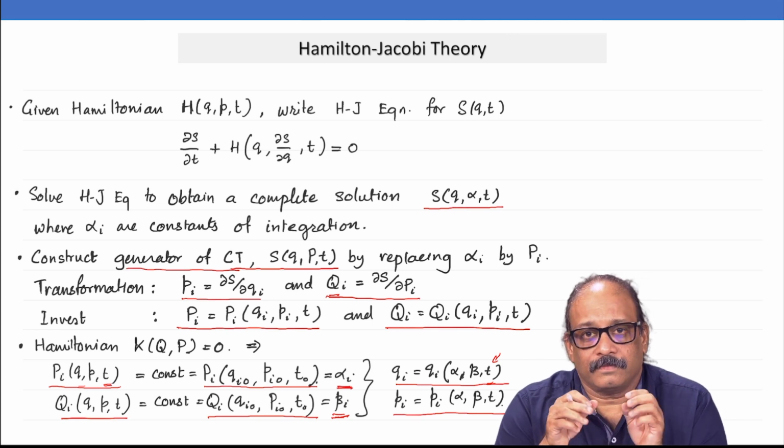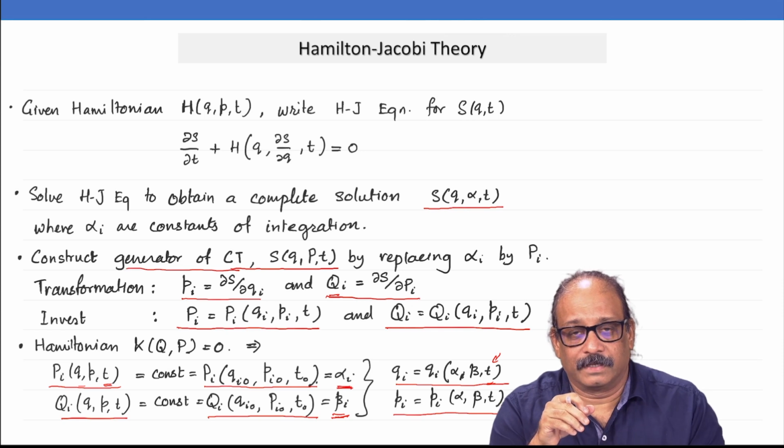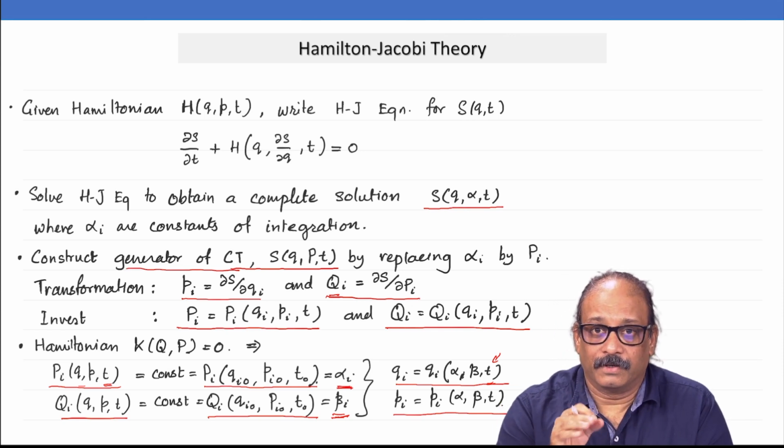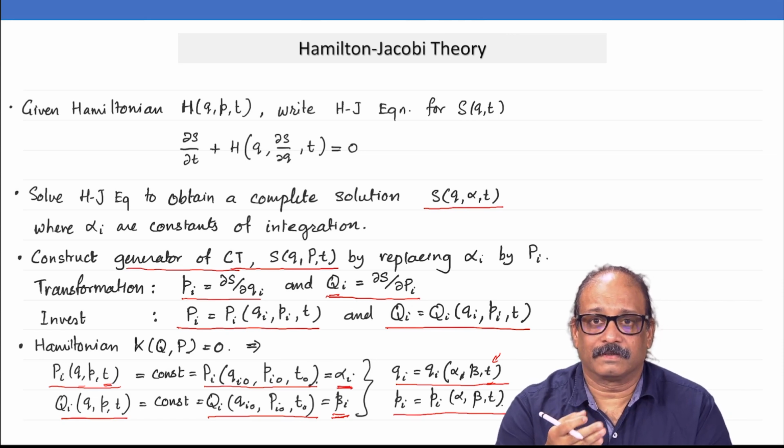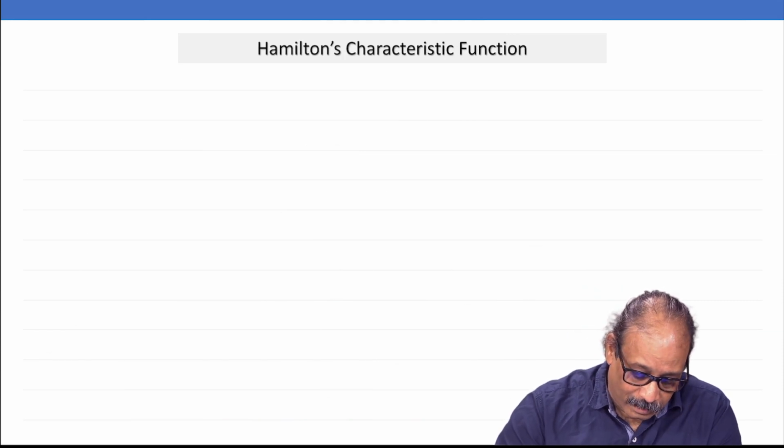Now, we can of course do slightly better than what we have done here. If we already know that the Hamiltonian is independent of time, then the Hamiltonian itself is one of the conserved quantities. So, let me look at that one now.